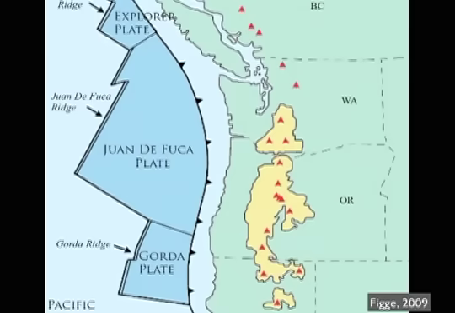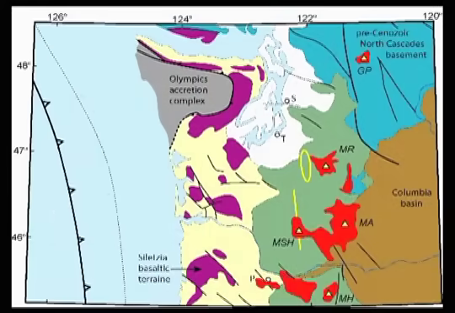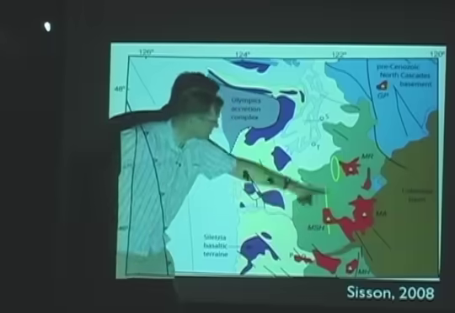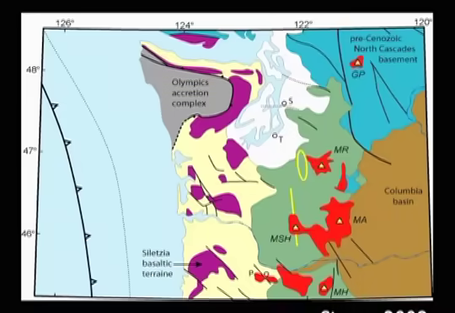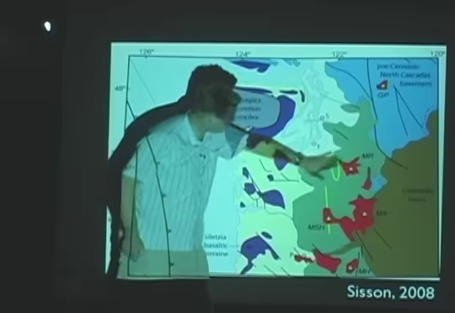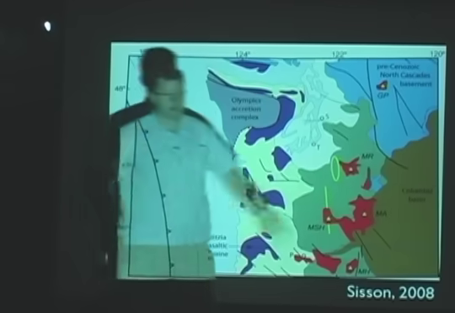Let's look at that a little bit. Next one. So here's Hood, Adams, St. Helens, Rainier, Glacier Peak, and all this light green are older volcanic deposits where the old volcanoes used to stand.